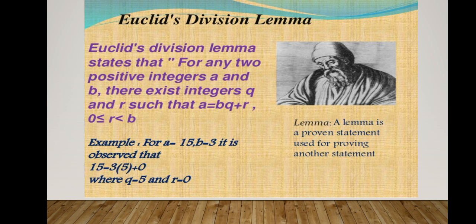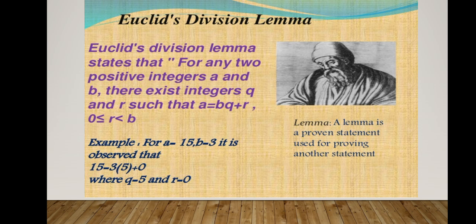Now, Euclid's division lemma. First, you should understand what a lemma is. A lemma is a proven statement used for proving another statement. Euclid gave the lemma and said that for any two positive integers a and b, there exist integers q and r such that a is equal to bq plus r. This is nothing but you can say dividend is equal to divisor into quotient plus remainder, where r lies between 0 and b. You can say 0 is less than or equal to r and r is less than b. Means r begins with 0 and is always less than b.